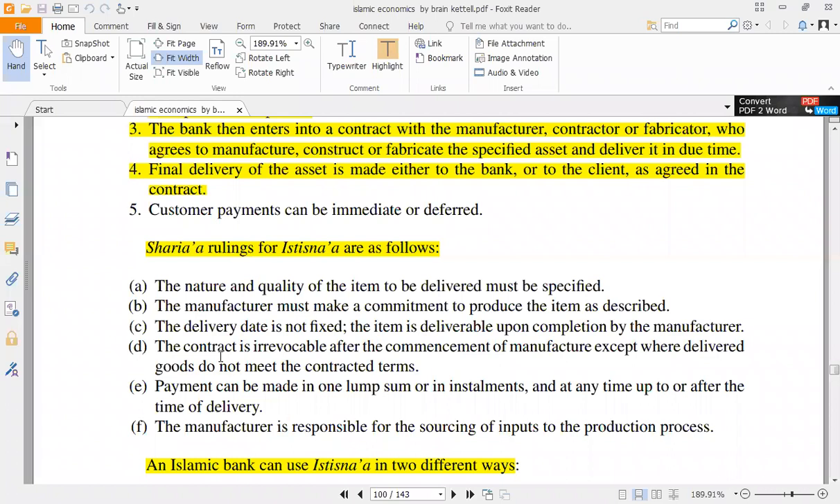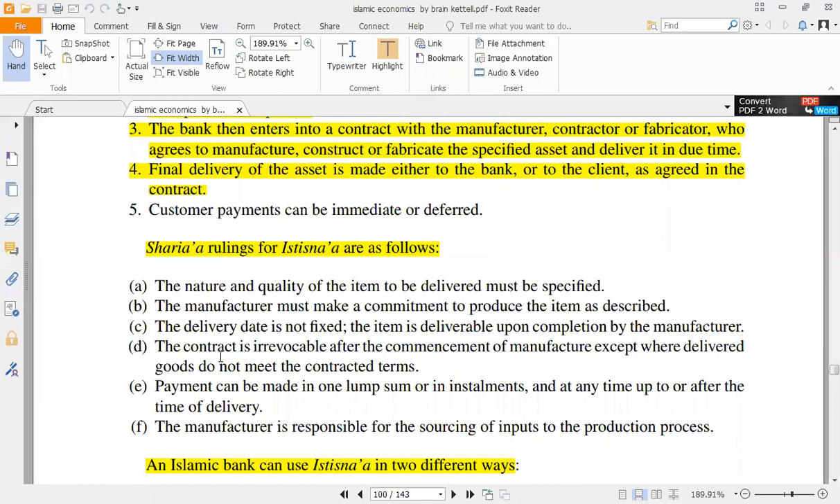The next one, the contract is irrevocable after the commencement of manufacture, except where delivered goods do not meet the contracted terms. Contract cannot be cancelled after the commencement. जब मैन्युफैक्चरिंग स्टार्ट हो गई फिर कॉन्ट्रैक्ट कैंसिल नहीं होता। अगर मैन्युफैक्चरिंग स्टार्ट नहीं हुई, कस्टमर कॉन्ट्रैक्ट कैंसिल करना चाहता है, he can cancel.